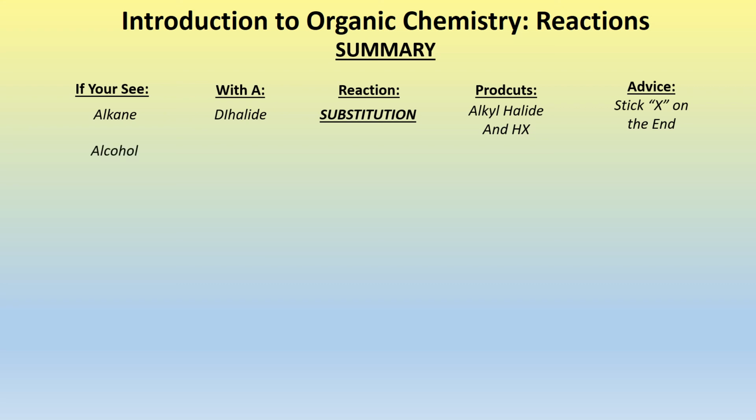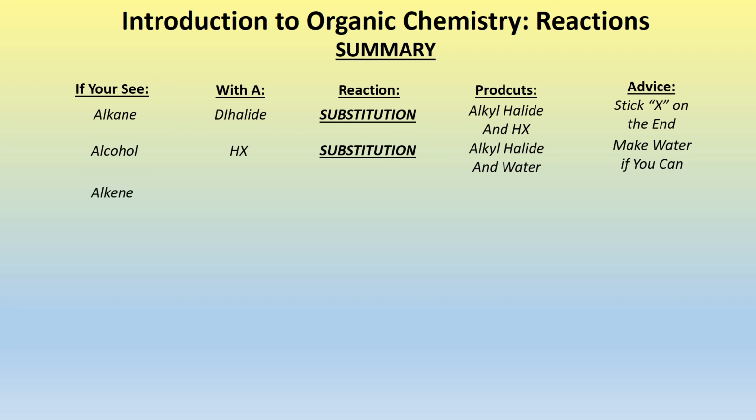If you see an alcohol reacting with HX, you also have a substitution. This one is easier because the H+ and the OH- will make water, and your other product will be an alkyl halide. So the advice is, always make water if you can. If you see an alkene reacting with a dihalogen, you now have a symmetric addition. The product will be an alkyl dihalide, and you will have an X on both ends of what used to be the carbon-carbon double bond.